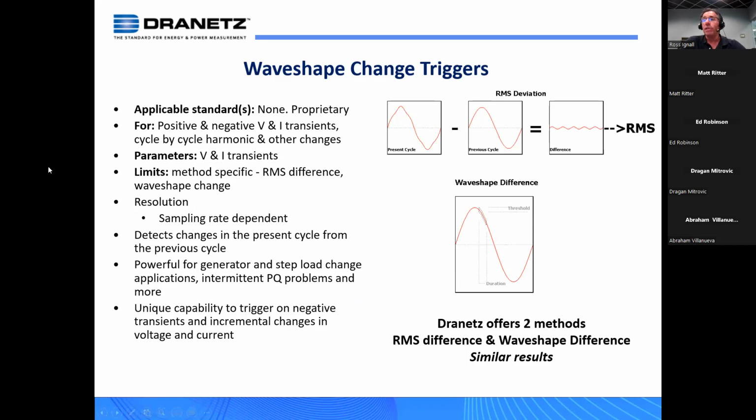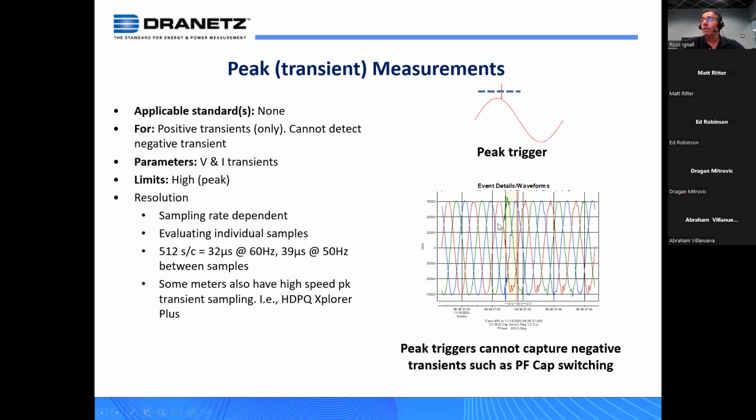In general, these look at one cycle and then compare it to the previous cycle. Dranetz has two different ways to do that, and you're looking for the difference. That can be a positive or, more powerfully, a negative transient for voltage and current. So I'm comparing my present cycle to my previous cycle, and there's some sort of change that I want to trigger on. Think of that power factor correction capacitor switching in, like this image right here.